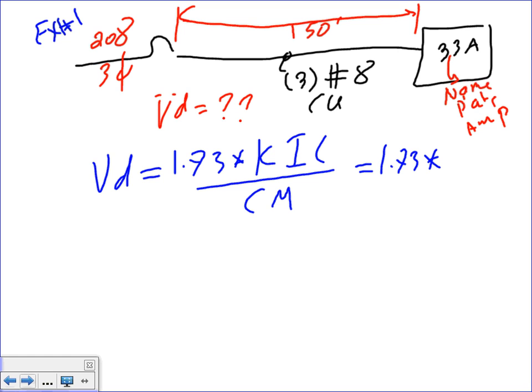1.73 times, what's the K for copper? 12.9. What's the current, the full load current that's going through this conductor? Not how much current the conductor can carry. 12.9 is a constant from the books. And what's I? 33 times, what's the L? 150 divided by circular mil. Where do I find it?